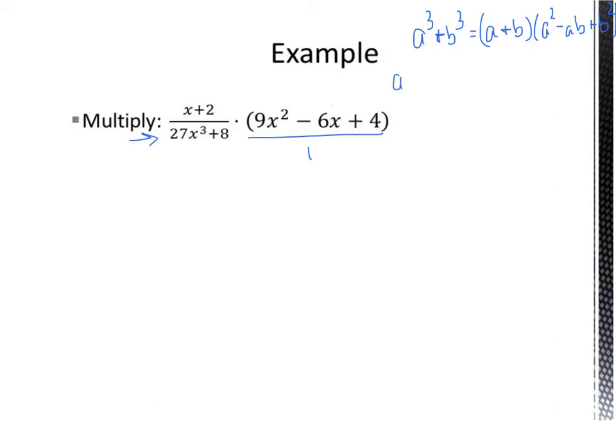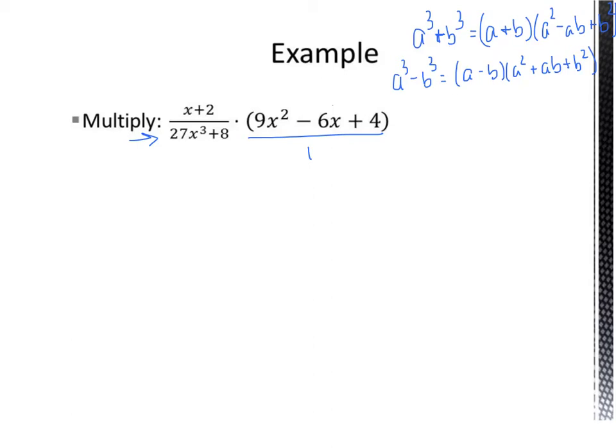You can also factor a difference of cubes, and it factors into a minus b, and then a squared plus ab plus b squared. So all the a's and b's are the same. That negative just switches to the first binomial.